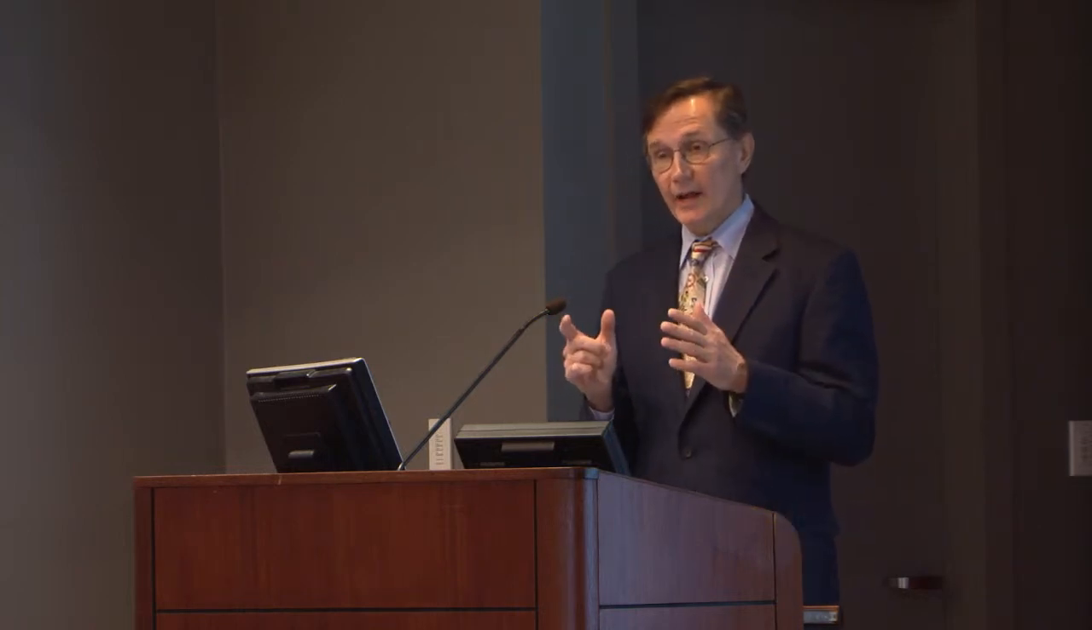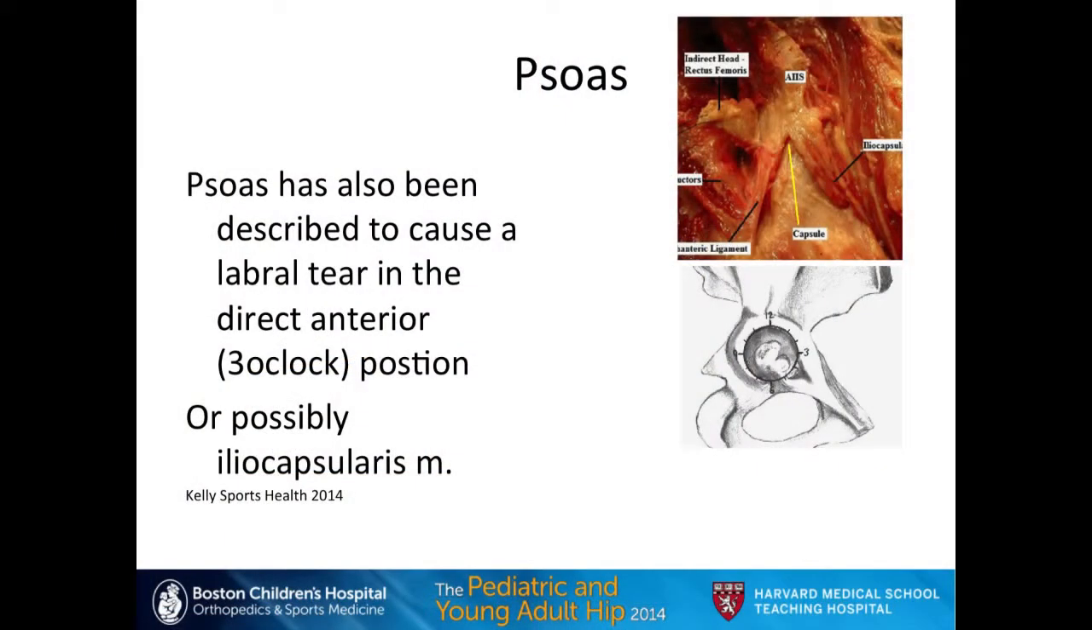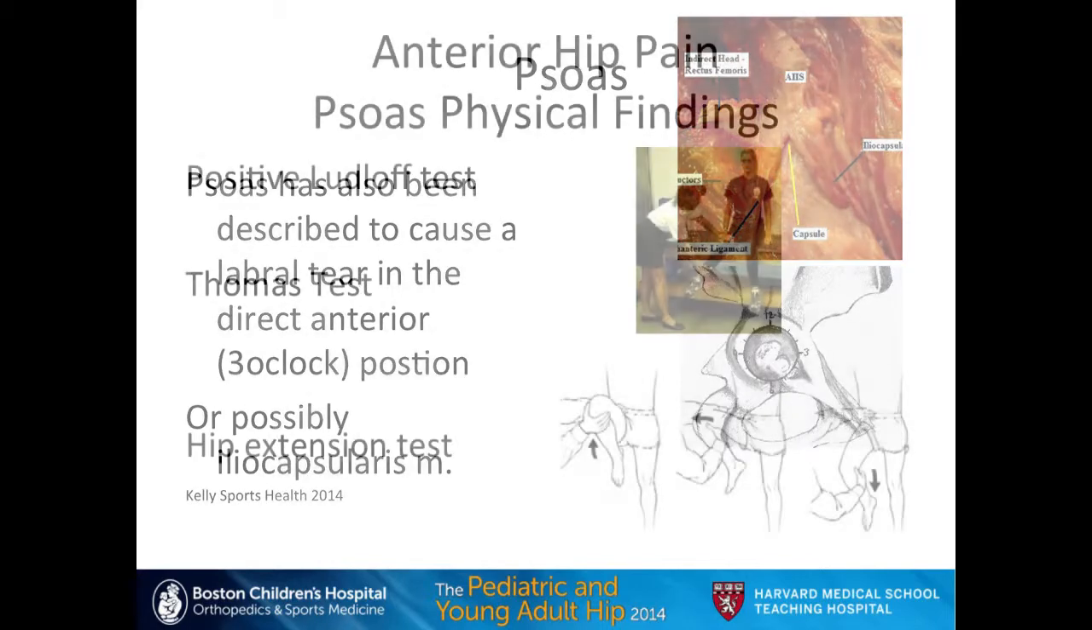Most labral tears from FAI occur up at the 11 o'clock to 1 o'clock position, as you can see down on the lower right-hand side, but the psoas comes down more directly anterior. So if you have a very direct anterior tear, right at the 3 o'clock position, that could be due to, as has been described, a tightness of that psoas muscle that comes over, maybe becomes adherent to the capsule right there, so that it pushes directly onto the labrum and can cause an issue. There's also a little muscle that goes along with that called the iliocapsularis, and tightness of that is in that exact same position, which may be involved with that as well.